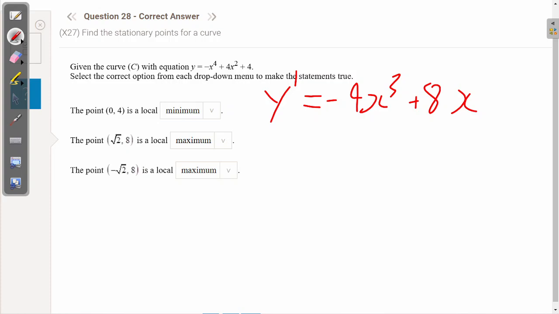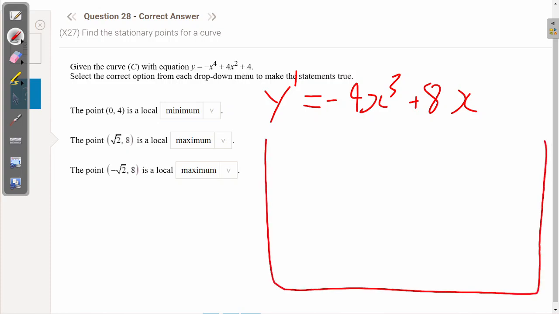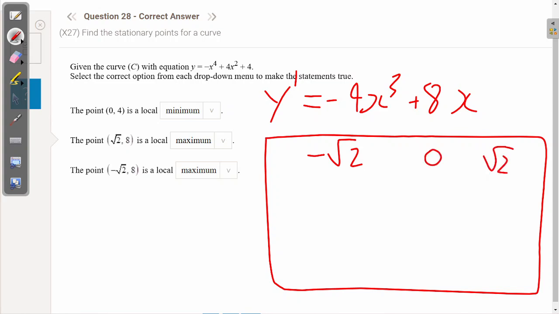Okay, now we make the table. First we start with the lowest number, negative radical 2, then 0, then radical 2. Okay, x, y prime, and y. Here the y prime is 0.